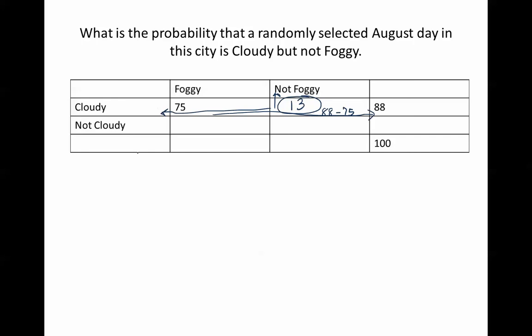So to get our probability, 13 goes on the top. Now in this case, we're just picking out of all the days in August, right? Out of all the days, there's no conditional probability. It's just out of all the days. So 100 in the denominator, and we will get 0.13.